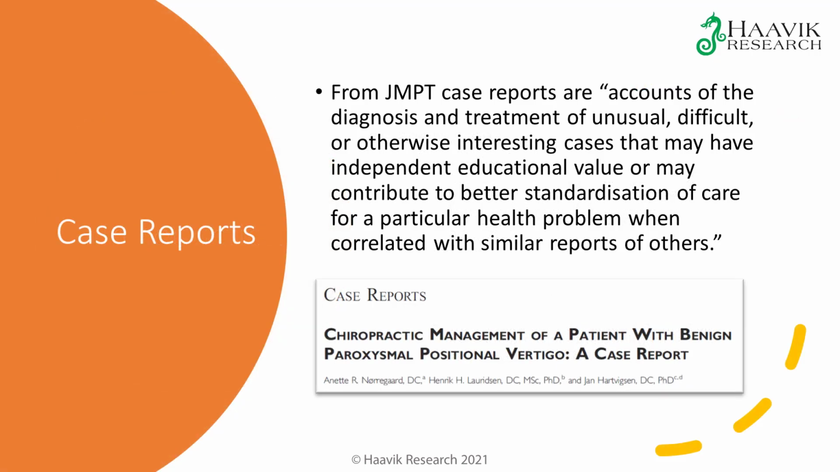The Journal of Manipulative and Physiological Therapeutics describes case reports as accounts of the diagnosis and treatment of unusual, difficult, or otherwise interesting cases that may have independent educational value or may contribute to better standardization of care for a particular health problem when correlated with similar reports of others.